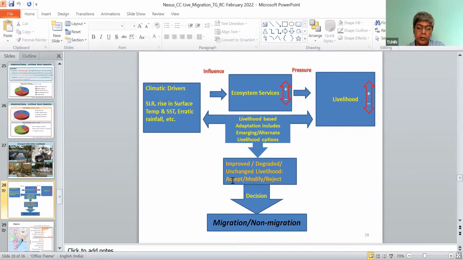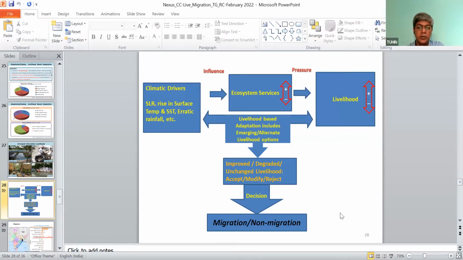So what will they do? They will accept, they will modify, or they will reject. They didn't accept that kind of non-improvement situation. So now they have to take the decision whether they will migrate or stay back. So that is the interlinkage within the system, actually, that is on the ground. We can feel that. We could collect the data, we could collect the perception from the people there.